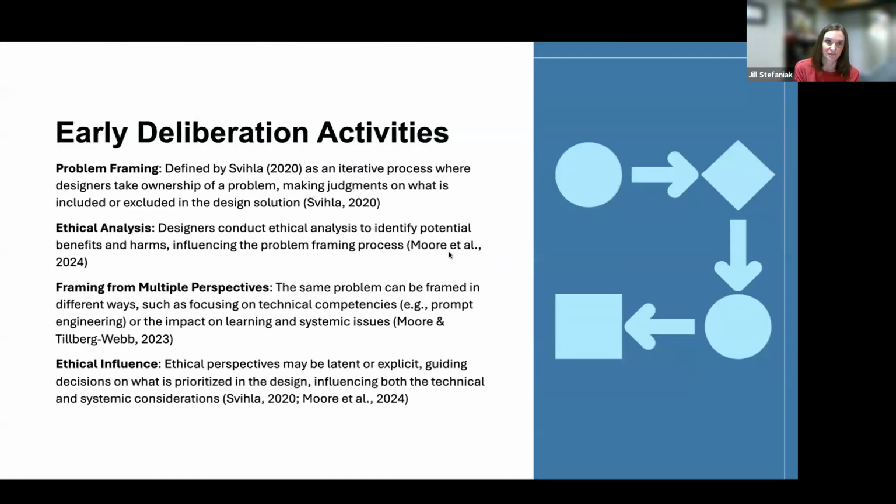Next slide, please. So I'm going to pass it over to Stephanie now, who's going to start walking us through some of the different ways we can engage in specific activities. Yeah, thank you, Jill, for such a great overview and introduction.